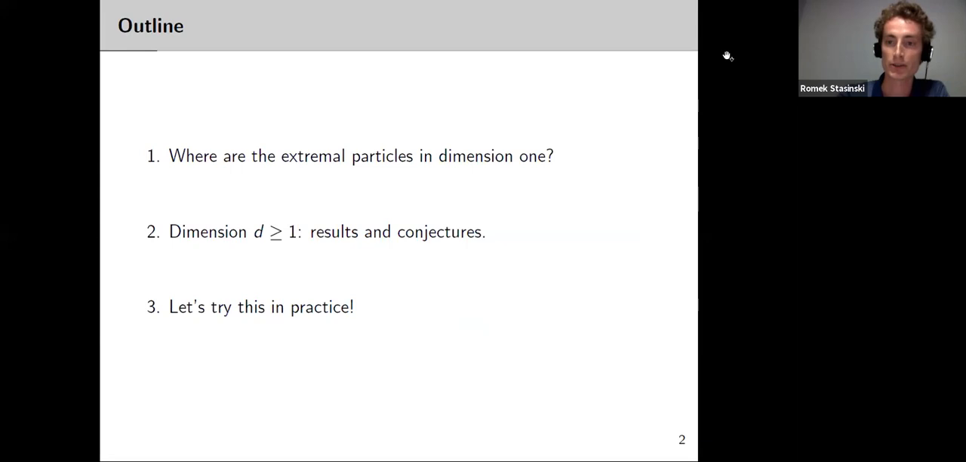This talk is going to consist of 3 parts. In part 1, we're going to talk about the known results from the one-dimensional setting. Then we're going to move to the d-dimensional setting. We're going to state some results and conjectures. And the final bit is going to be devoted to a very quick run through the proof of our main theorem.